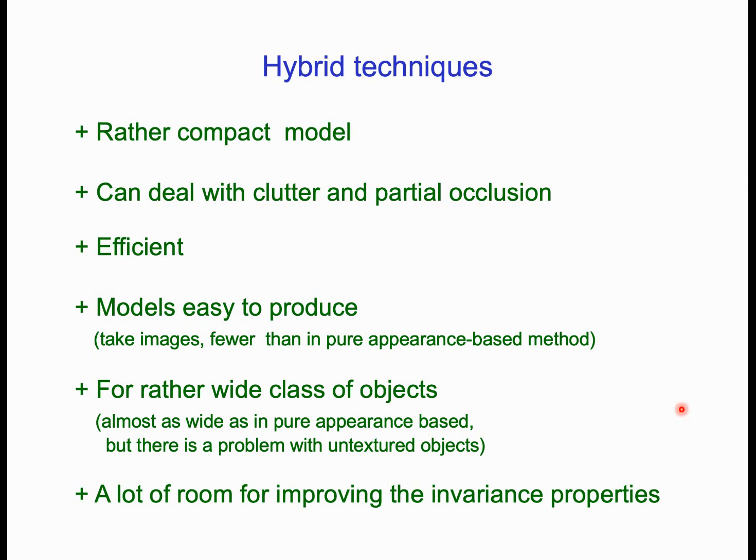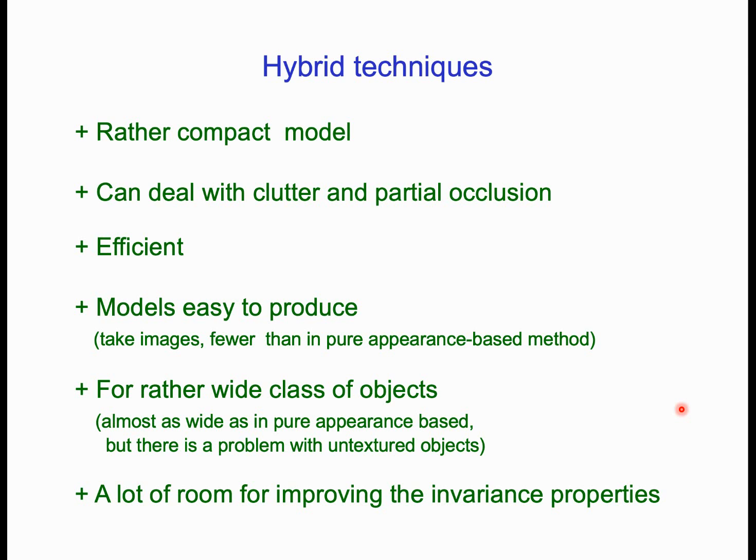The models are easy to produce. Just like in the case of the PCA, I only use the images and I extract features from the images to represent the local areas. Furthermore, it can use fewer images than the pure appearance-based models that we've seen before because the models themselves are somewhat robust to rotation, somewhat robust to scale differences, and they can be robust to occlusion and clutter.